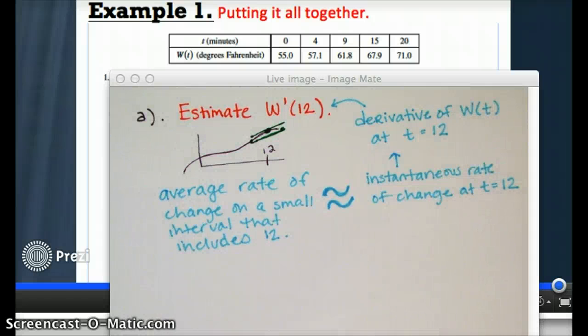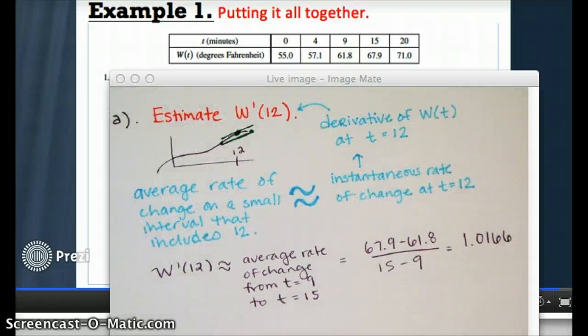What does this mean when we're working with a data table? Well, take a look. We don't know exactly what's happening at 12, but we do know something about the interval that includes 12. Using the 2 points, 9, 61.8, and 15, 67.9, we could calculate the slope of a secant line on a small interval close to 12. It would look like this: y2 minus y1 over x2 minus x1. And since this is a rate, we would want units for it. If we take the units for y over the units for x, that would be degrees per minute. That's A, not so bad after all.